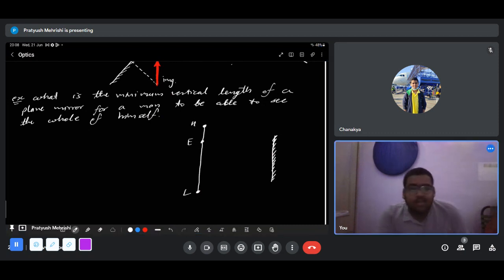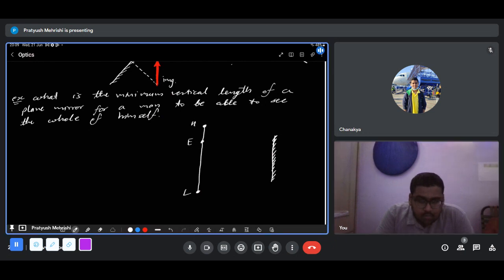Sir, if you take rays from the eyes to reach the head and the foot, then we get two congruent triangles. By the property of congruence, we can also. Try it out. Means what is the concept?